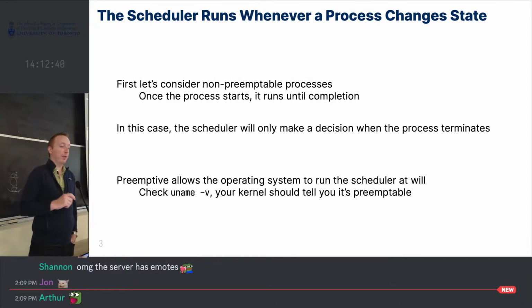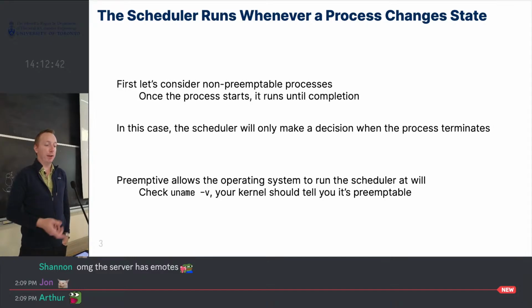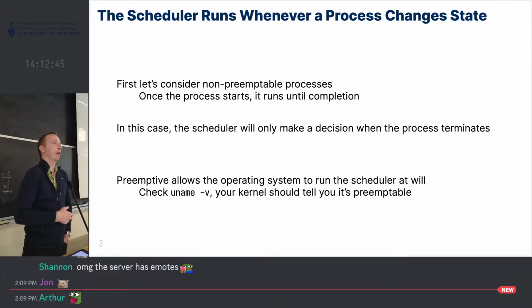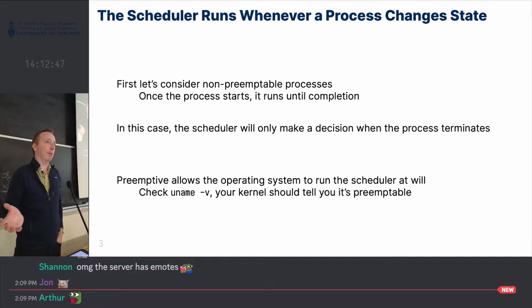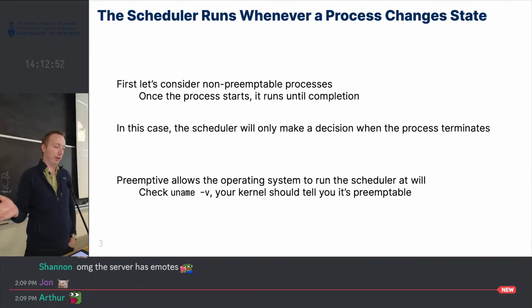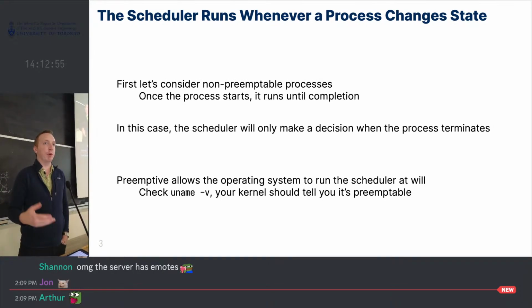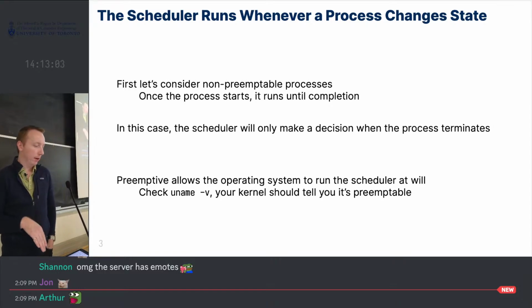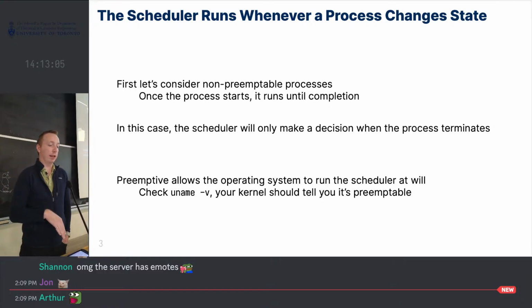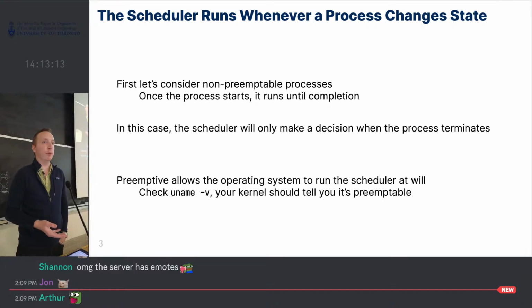The scheduler is going to run at minimum whenever the process changes states. Consider, for instance, non-preemptible processes. Once you give them the CPU, they're just going to execute until they eventually terminate, kind of like that uniprogramming operating system we saw earlier. In this simplified world, once the process starts, it keeps going until it finishes. So the scheduler can only make a decision when a process terminates: out of the current processes that want to run, which is the chosen one I'm going to run right now?